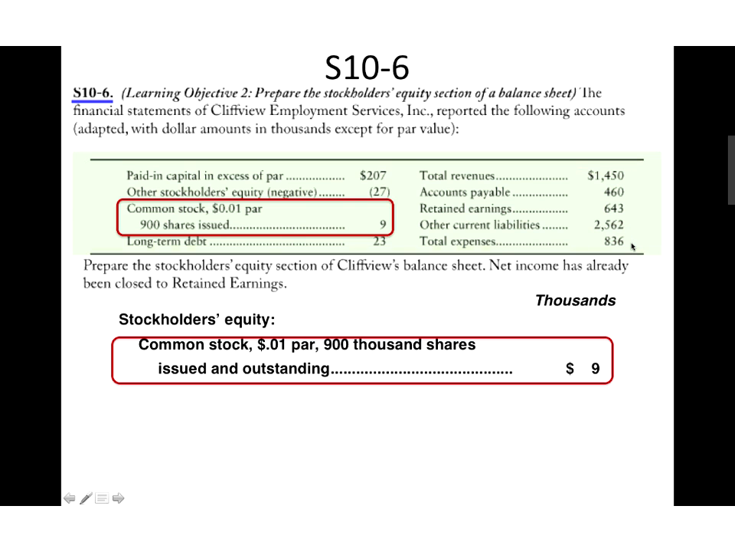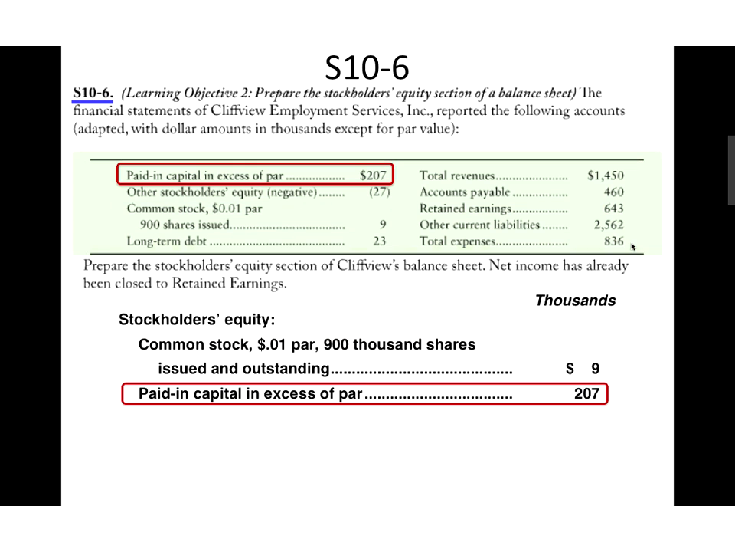First thing listed is always going to be your common stock. When you have that line, you have the par value. This is 1 cent common stock, and it tells us 900,000 shares issued and outstanding. They don't have an authorized amount on here, so that's fine. So it's 9,000 and those are already given to us. So the very first thing, we list that common stock. Next up, we'll put the paid-in capital in excess of par.